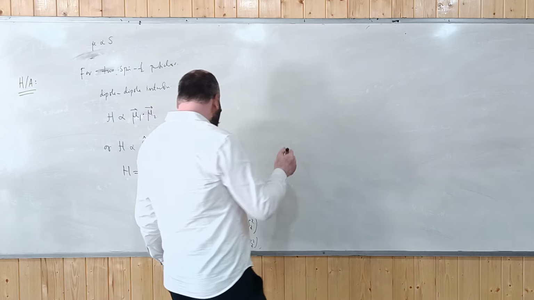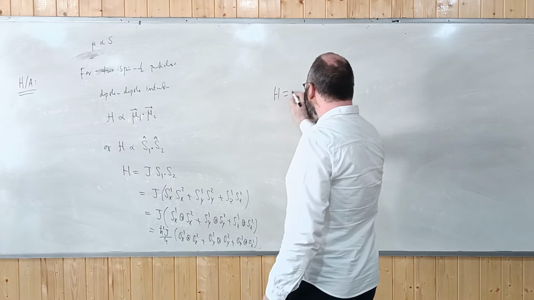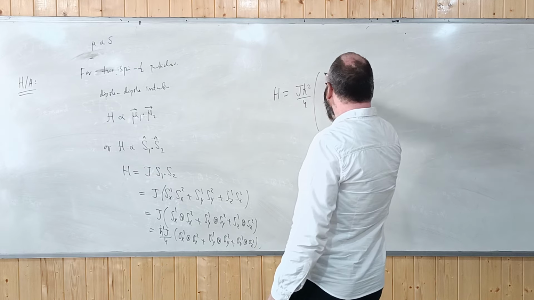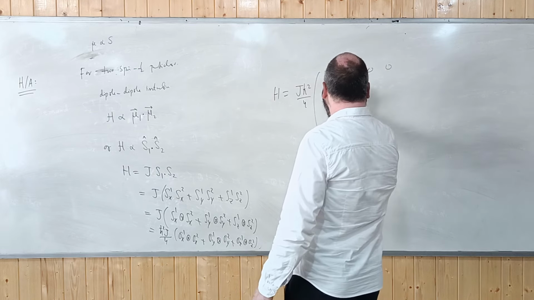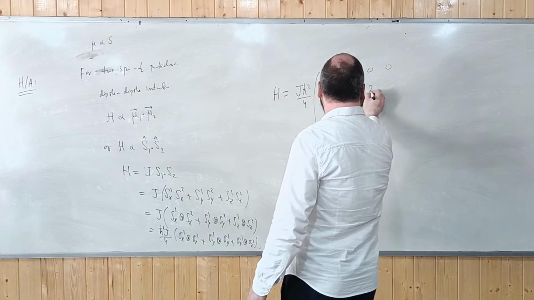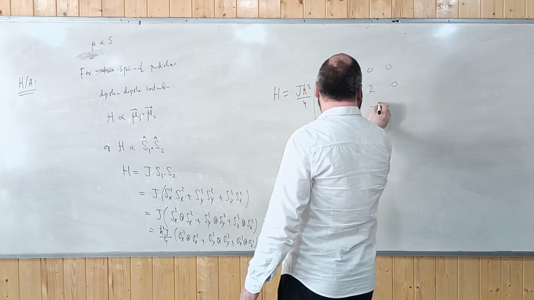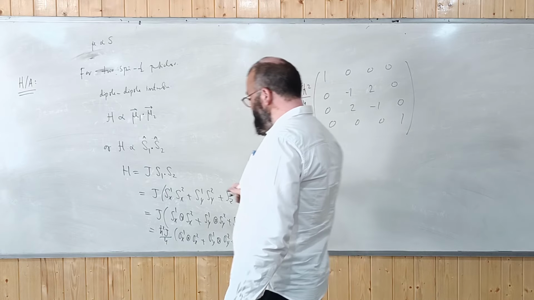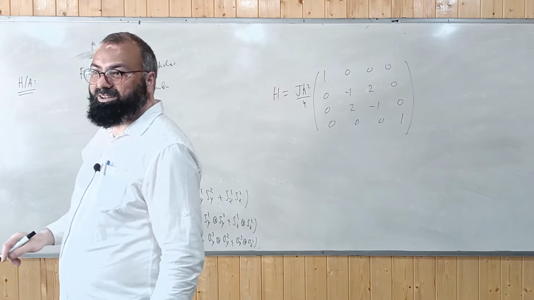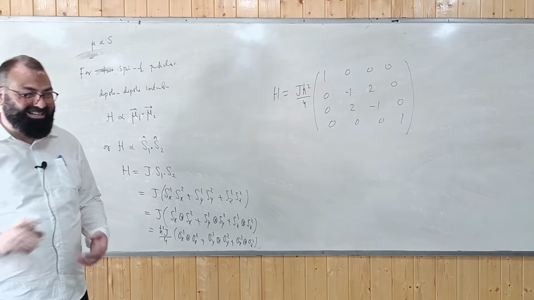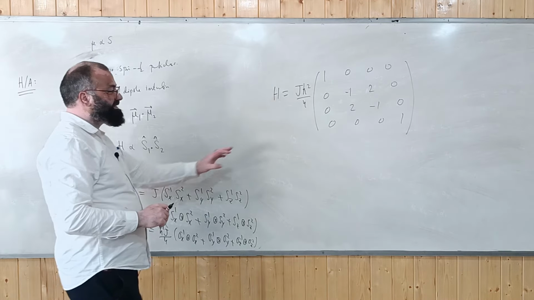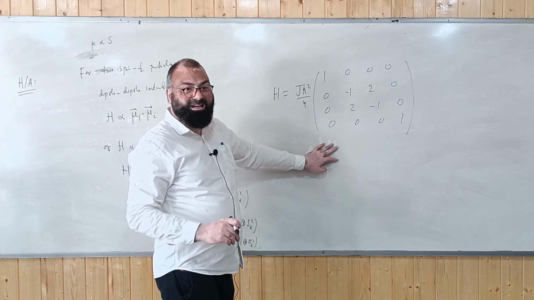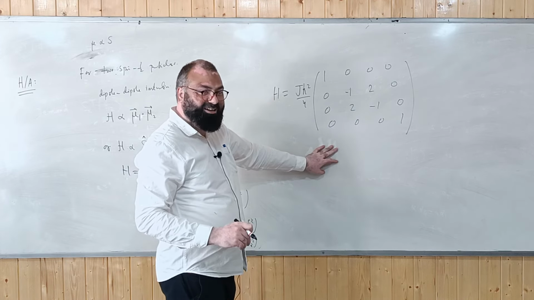Forget about it. So I will write this H. I have shown this now. It will be J h cross squared by 4 times the matrix with rows 1 0 0 0, 0 minus 1 2 0, 0 2 minus 1 0, 0 0 0 1. So this is the Hamiltonian you will arrive at. Clear? So what is now the assignment? Assignment is to find the eigenstates and the eigenvalues of this H.